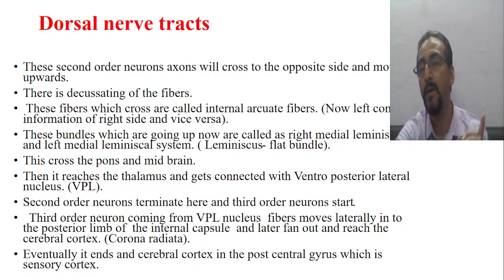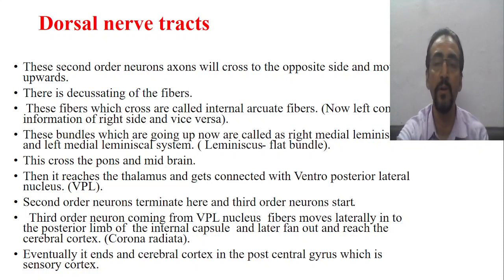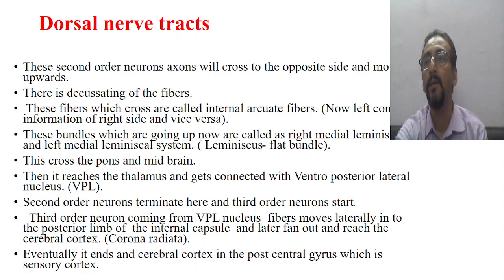First order neurons ran from the dorsal nerve root to the medulla oblongata. From the medulla oblongata the second set of neurons emerged, and they go and end in the ventroposterior nucleus. This ventroposterior nucleus is present in the hypothalamus. The hypothalamus is called the relay station for all the sensations. Do you know that? All the sensations have to pass through this particular hypothalamus.